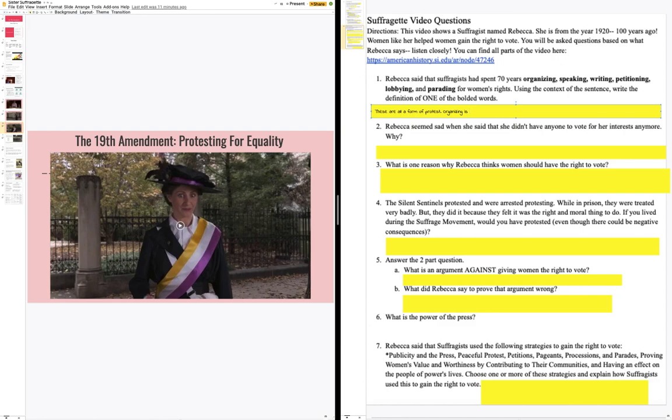Organizing is as in events, for example, parading or picketing. Picketing is when you go around with signs. For example, the suffragettes, while they were parading, would also sometimes picket the White House. They'd stand outside a place and protest by holding up signs.